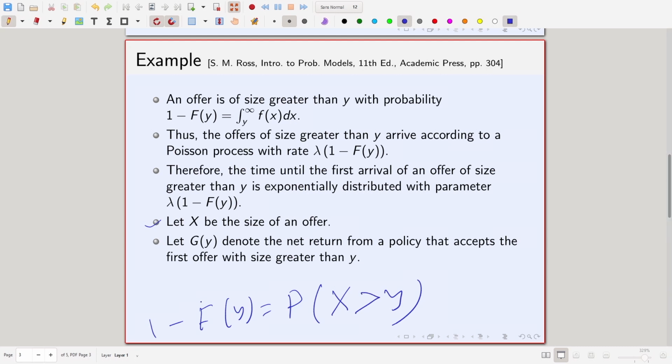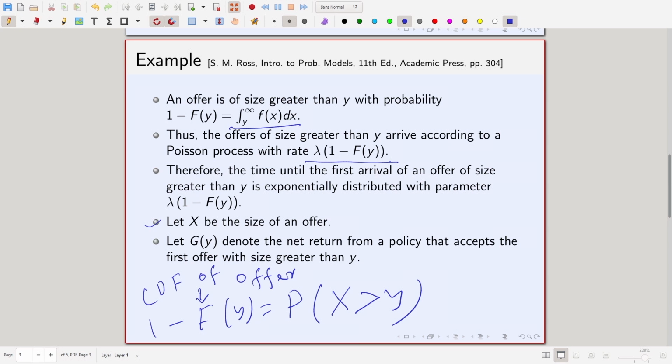Fine. So, F I am thinking of as the CDF of the offer, the cumulative distribution function, where each offer is a random variable with density function small f. I am calling capital F the CDF of that. So, an offer is of size greater than y with probability 1 minus F(y). Now, since this has a density, if you write it in terms of density, it is the integral from y to infinity of f(x) dx. Thus, offers of size greater than y arrive according to a Poisson process with this rate.